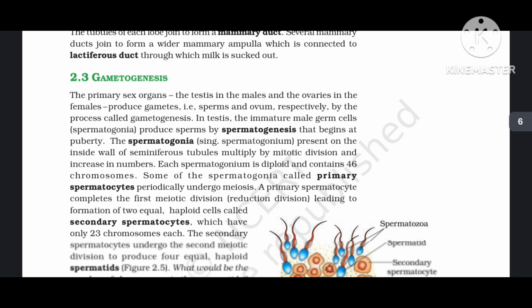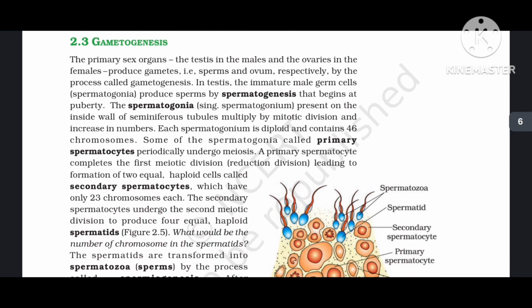2.3 Gametogenesis. The primary sex organs, the testes in the males and the ovaries in the females, produce gametes, that is, sperms and ovum respectively, by the process called gametogenesis. In testes, the immature male germ cells, spermatogonia, produce sperms by spermatogenesis that begins at puberty. The spermatogonia present on the inside wall of seminiferous tubules multiply by mitotic division and increase in numbers.